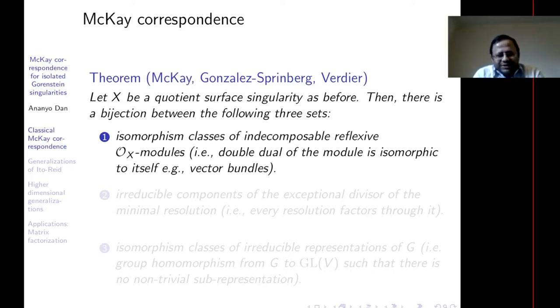I will try to describe this theorem explicitly in this example later on, but let's see what the theorem actually states. We start with this quotient singularity, where we have C2 with a group action, where the group is a finite subgroup of the special linear group. And we have a bijection between three sets. The first set is the algebraic object: the isomorphism classes of indecomposable reflexive modules. Just to recall, reflexive means that the double dual of the module is isomorphic to itself. For example, one can consider vector bundles. So this is something very close to being a vector bundle, but it is not really a vector bundle, but it is stronger than a torsion-free sheaf.